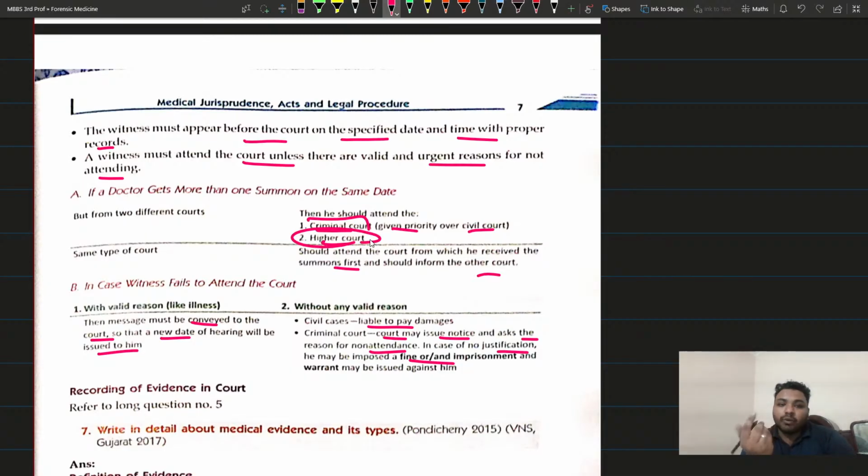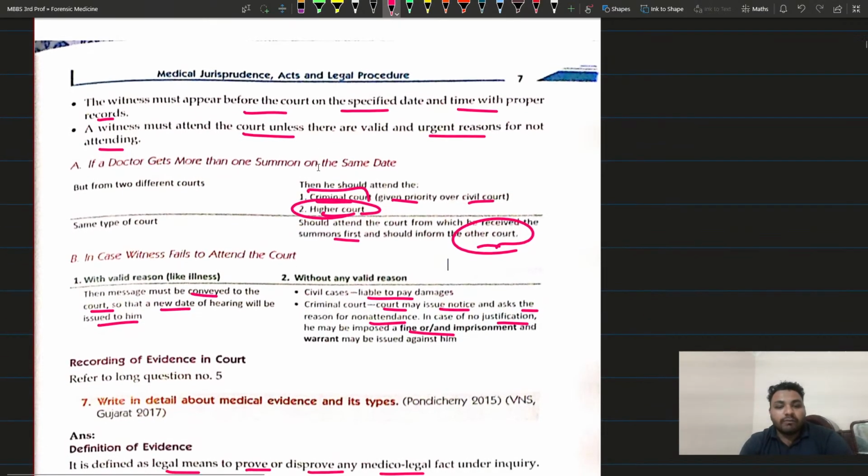What will happen? That the courts are same. Suppose you receive two summons, both are from civil court. Sorry, high court. But whichever summon came to you first, you will attend that summon and also inform the other court. You should also inform the other court.